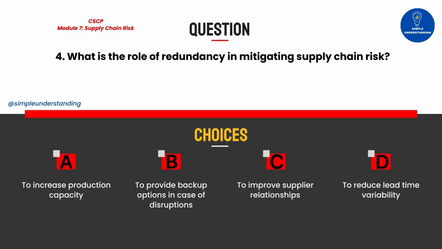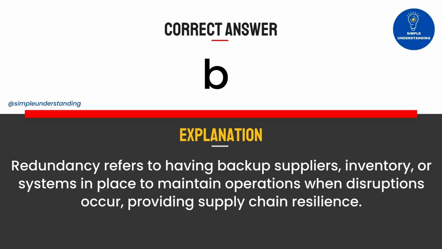4. What is the role of redundancy in mitigating supply chain risk? A. To increase production capacity. B. To provide backup options in case of disruptions. C. To improve supplier relationships. D. To reduce lead time variability. Correct answer B. Explanation. Redundancy refers to having backup suppliers, inventory, or systems in place to maintain operations when disruptions occur, providing supply chain resilience.